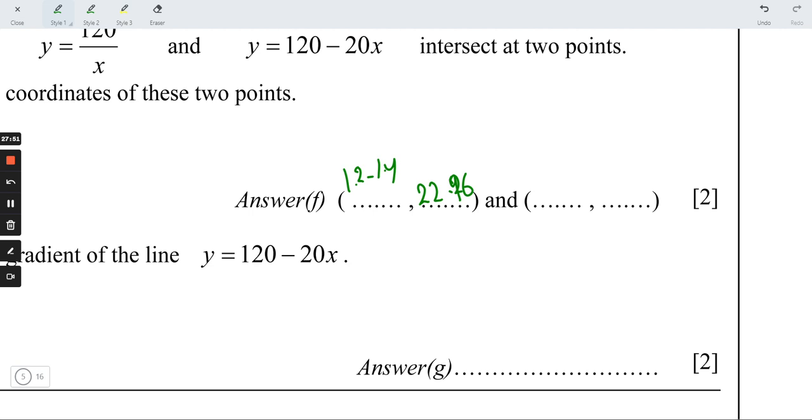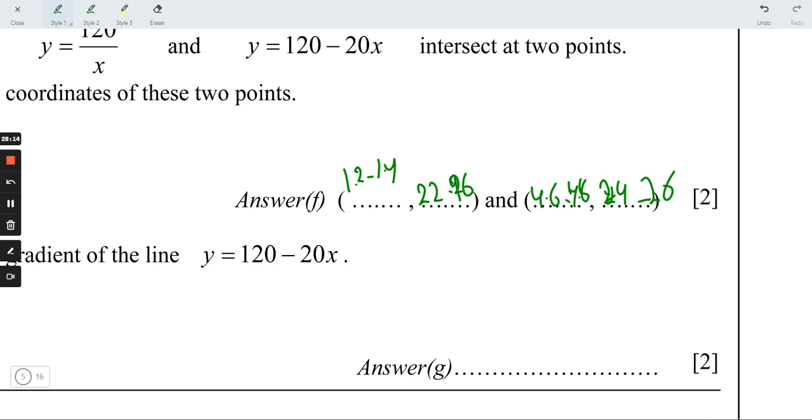And another point, the second point, is 4.6 to 4.8, and 24 to 26. Yeah.